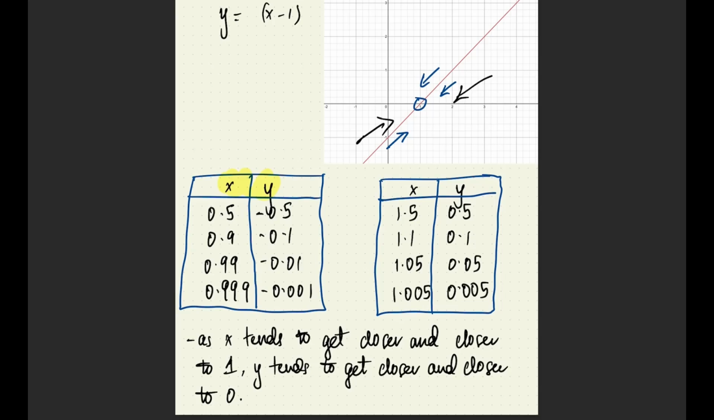We don't know what is happening exactly when x is equal to 1. The y value may exist, it may not exist, it may be undefined. We know that as x tends to get closer and closer to 1 from either direction, the right hand side or the left hand side, the y value is getting closer and closer to 0, as we can see from the graph and also from this table of values. So this is basically, in very simple terms, what the limit of a function is.